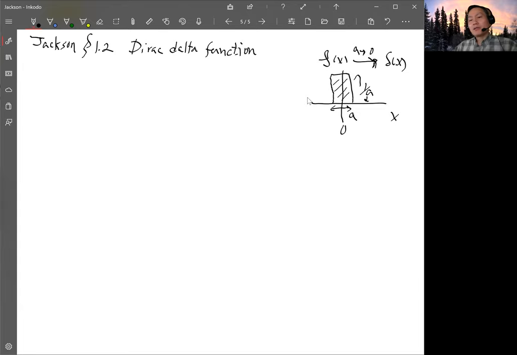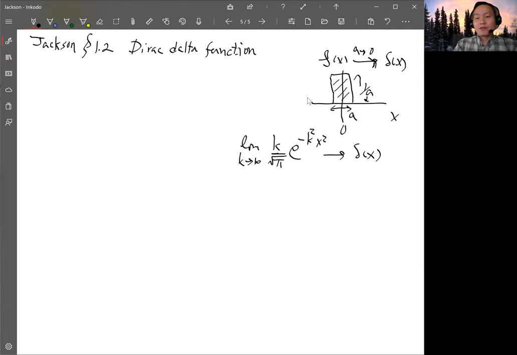So you can define a limit using a more well-behaved function like a Gaussian. Say, for example, you take a Gaussian, e to the minus k squared x squared. Again, you require that the integral over the whole range of x is one. So you normalize that: divide by the square root of pi, multiply by k, and take the limit of k going to infinity. Then again, this would tend to a delta function. Okay, so that's another way to do it.